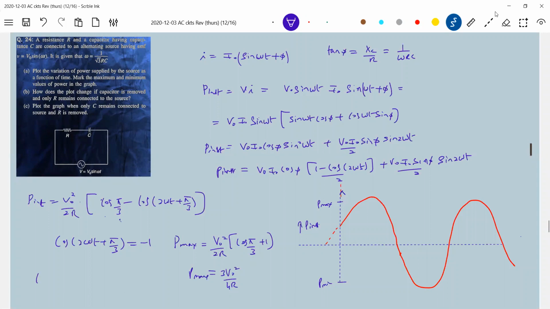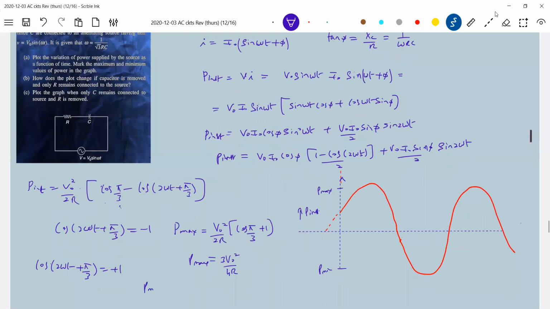Minimum power, when cos 2 omega t plus pi by 3 is minimum. Again I'm getting negatives. No problem. What is the meaning of negative? I'll explain that also. Minus 1 by 4 V naught square by R.